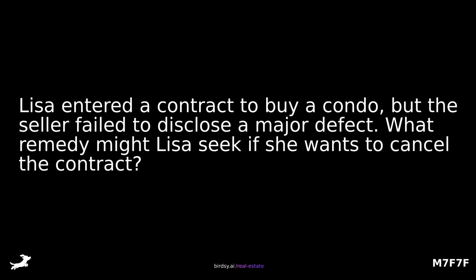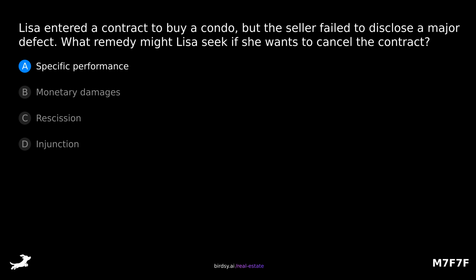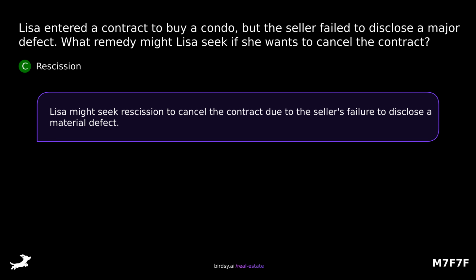Lisa entered a contract to buy a condo, but the seller failed to disclose a major defect. What remedy might Lisa seek if she wants to cancel the contract? Is it A, specific performance? B, monetary damages? C, rescission? Or D, injunction? The answer is C, rescission. Lisa might seek rescission to cancel the contract due to the seller's failure to disclose a material defect.